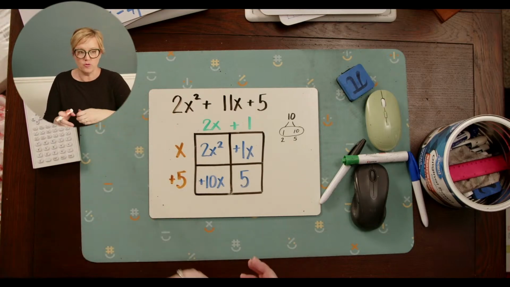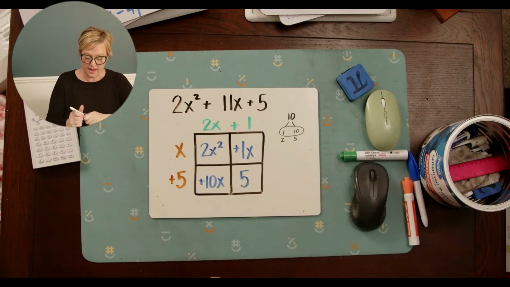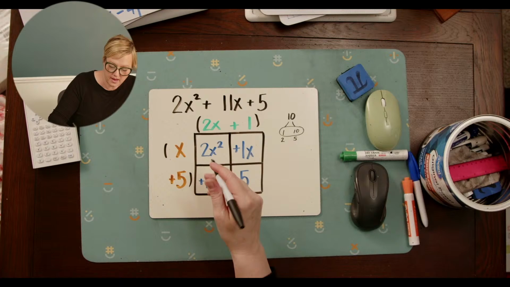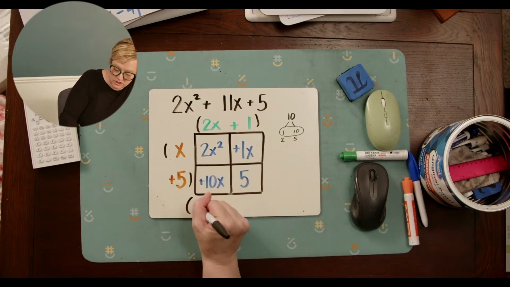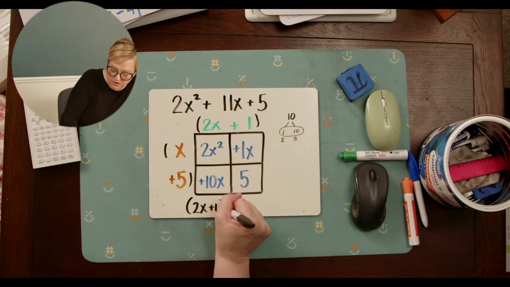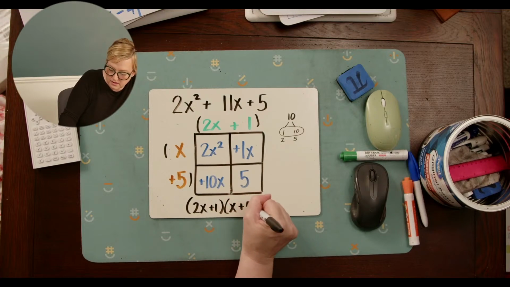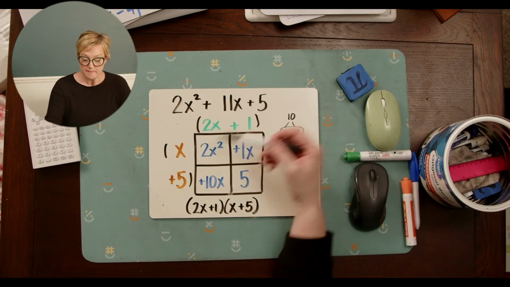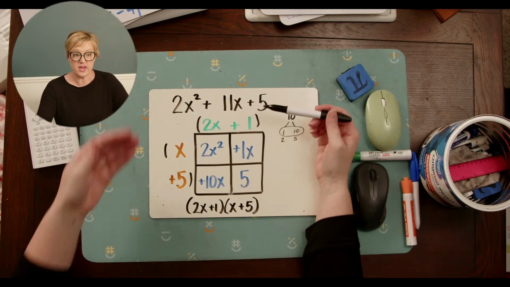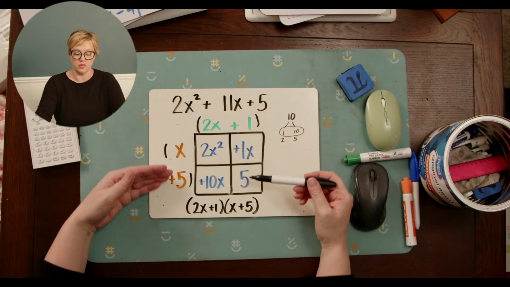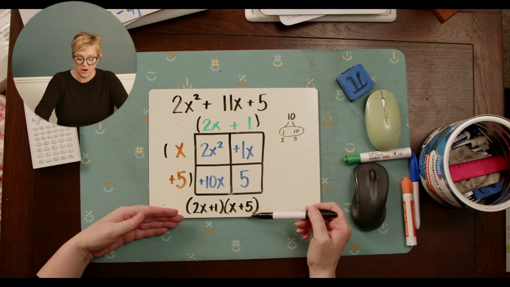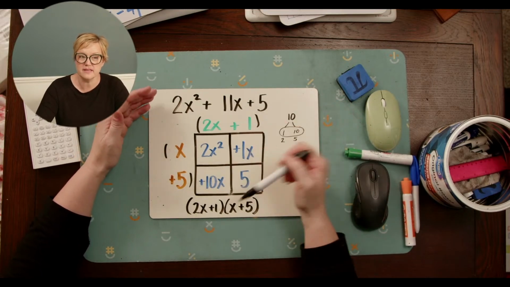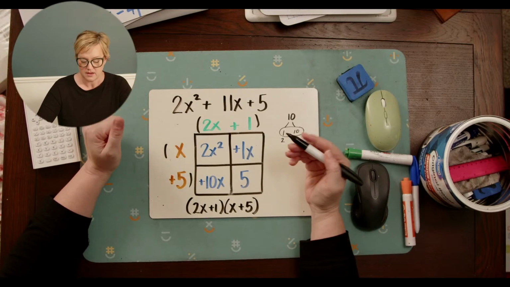These are my two binomials right there. So I've got 2x plus 1 and x plus 5. Those would be my two binomials that when I multiply them together, they are going to equal 2x squared plus 11x plus 5. Because you've got all the work here, we can go from here all the way through to there, or from there all the way back to here. So that is factoring a quadratic using the area method or the box method, okay?